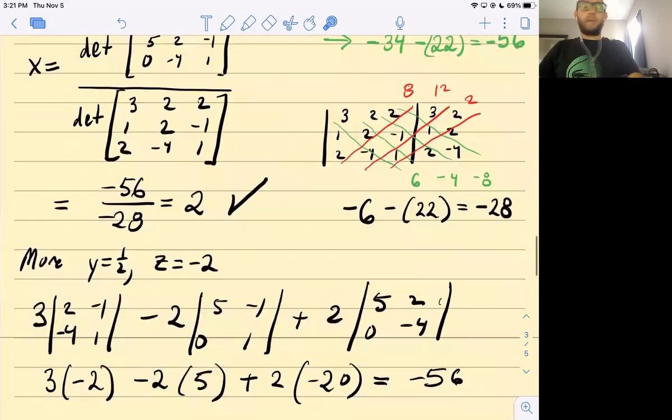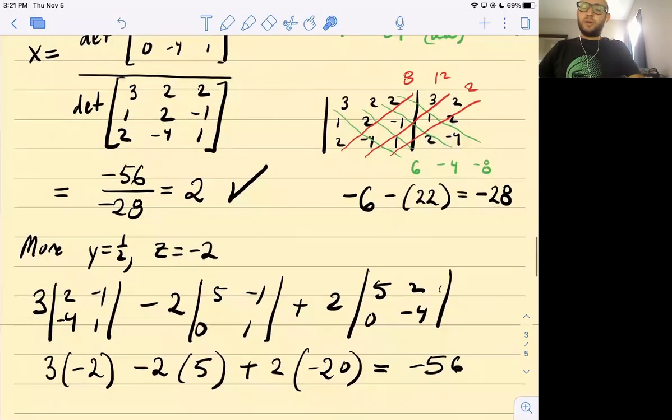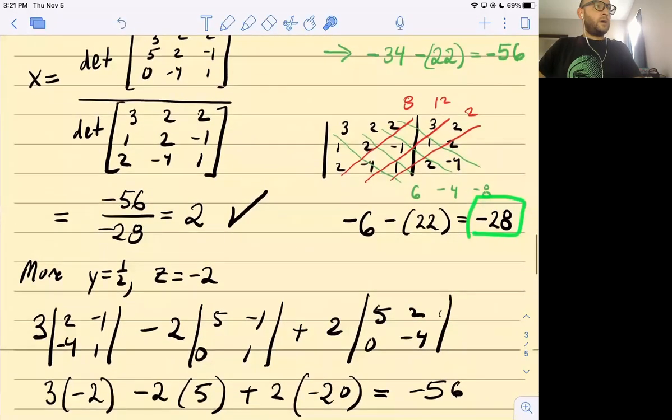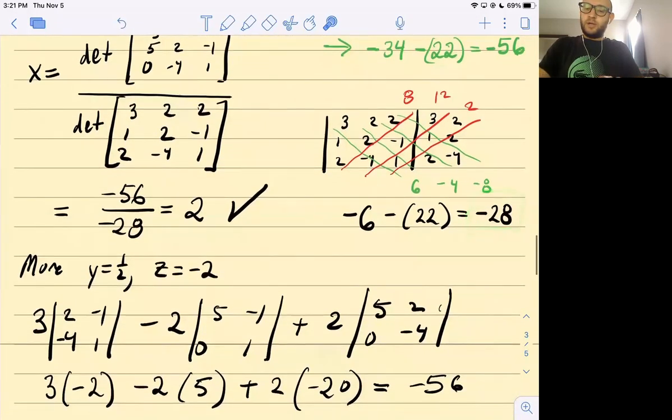How did you do the bottom determinant? Same approach. I got negative 28. You can try it out here. It would be the same thing. It would be 3 times this determinant, and then negative 2 times 1, this guy, and then 2 times that one. So either way, you get negative 28.